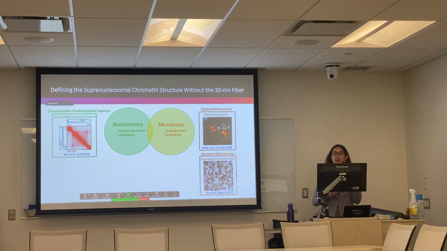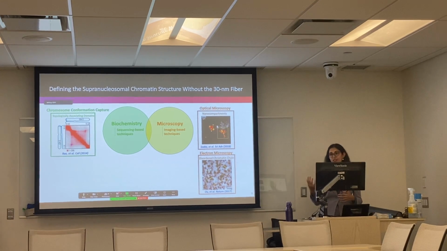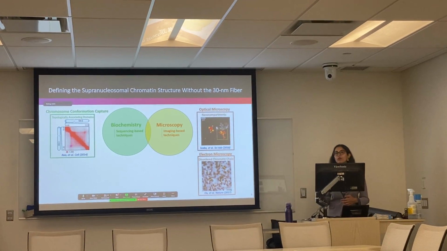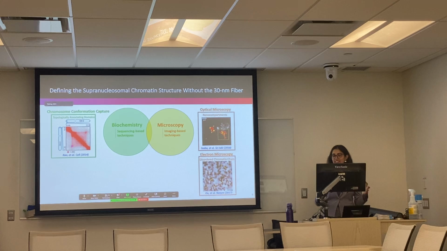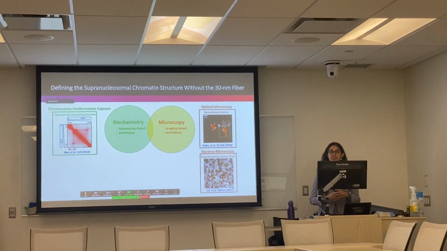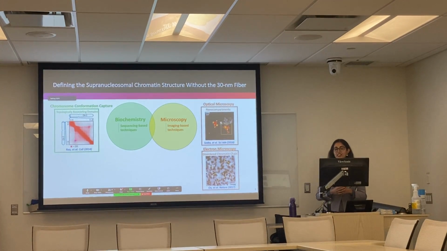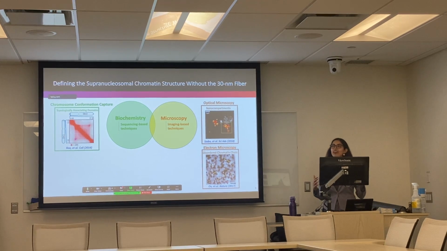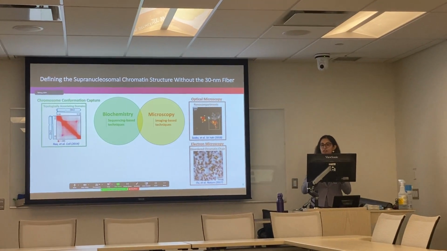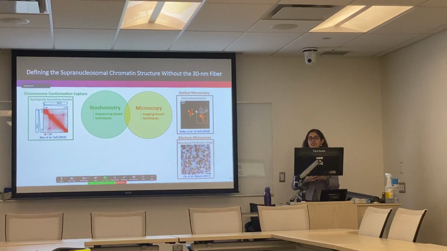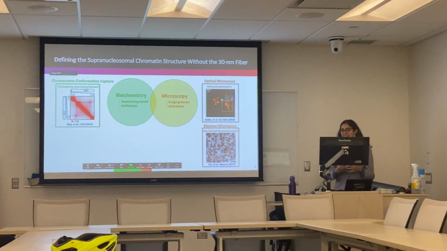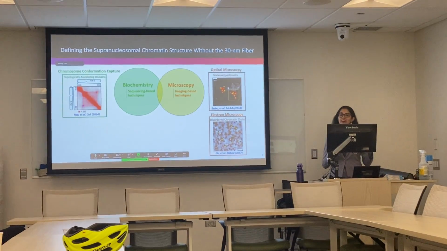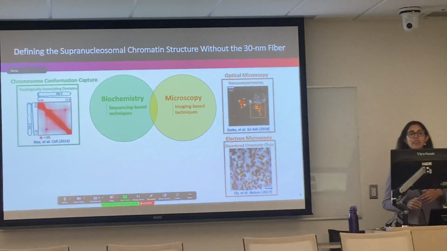In addition, besides optical microscopy, we have electron microscopy, which can probe the chromatin structure down to even finer detail. And such electron microscopy studies have actually discovered that chromatin doesn't organize into the very structured 30 nanometer fiber, but actually is a disordered chain with diameters ranging between 5 and 24 nanometers.